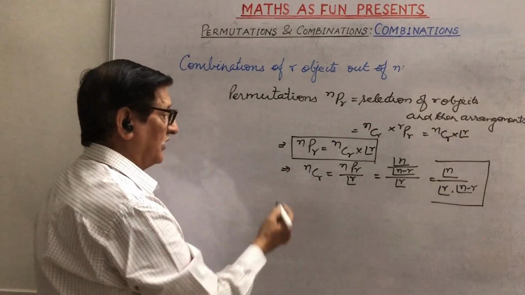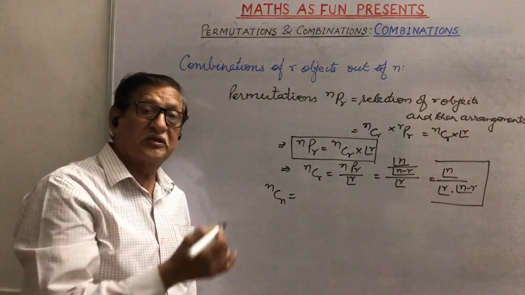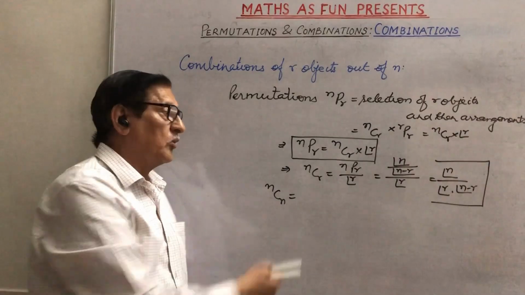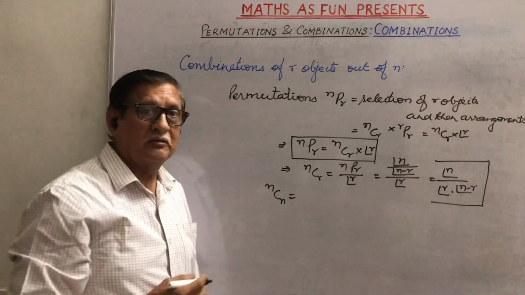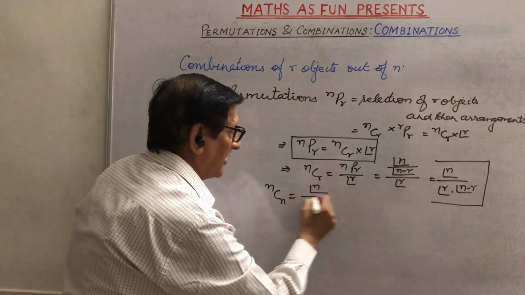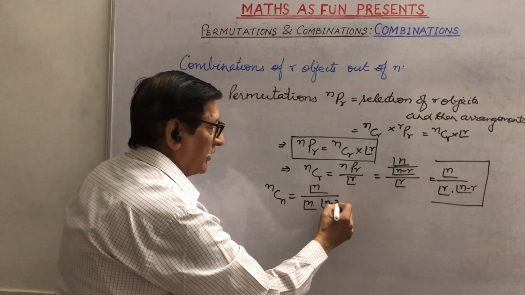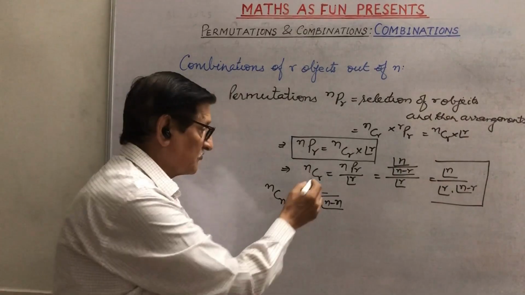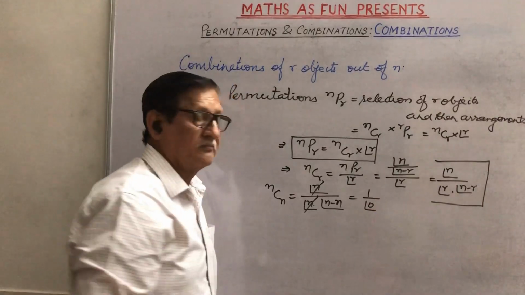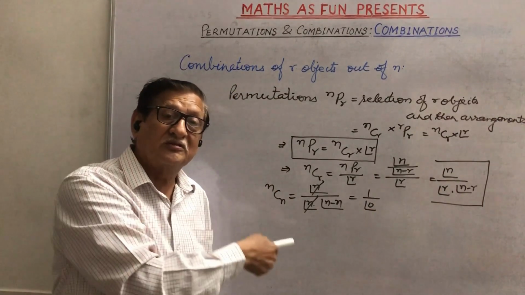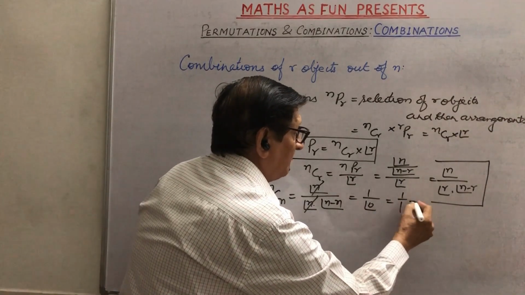Now applying this formula, suppose we want to find nCn, selection of all n objects. As I told you just now, it is 1. But we can also see how it comes by applying this formula. nCn means here r is also n. Can we say it will be factorial n upon factorial n into factorial n minus n? This factorial n cancels this. And this is coming as 1 upon factorial 0. And we know factorial 0 is 1. This also we have learnt in the previous video. So it is 1 upon 1, or we can say 1.